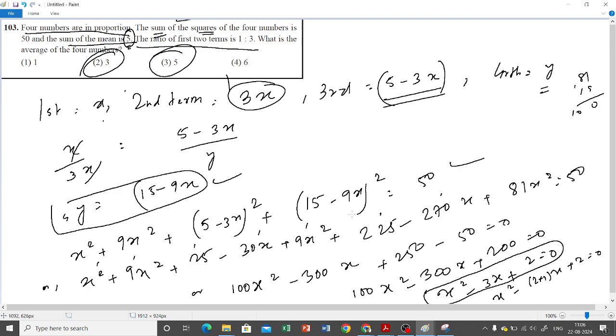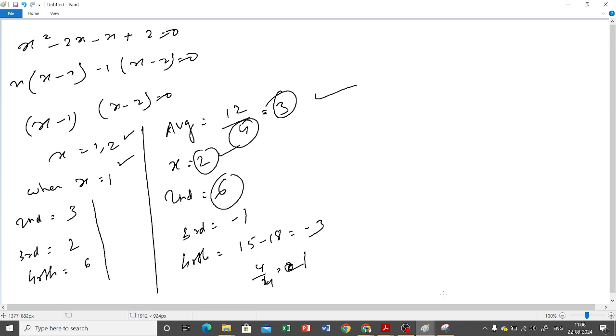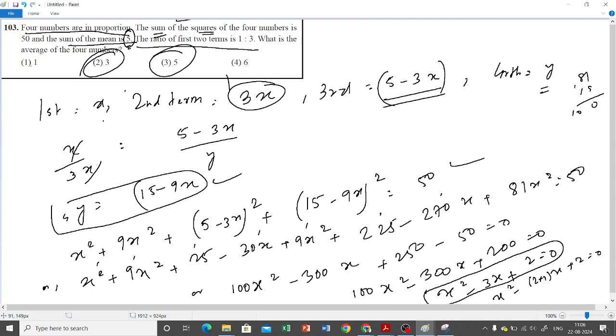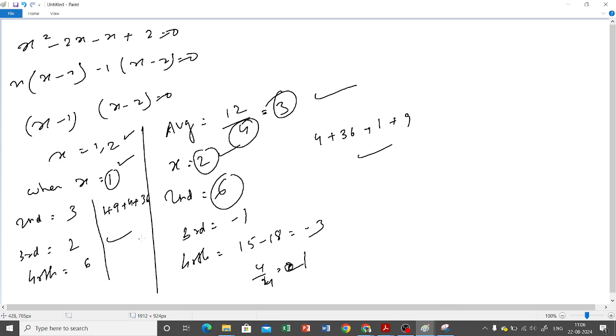See, in this type of question, because of the sum of the squares of the four numbers, let me see whether this satisfies all the conditions. Sum of the squares, so 1 square plus 1 square plus 9 plus 4 plus 36, 40. Yes, it satisfies. This one is 4 plus 36 plus 1 plus 9. Yeah, this one also satisfies. Both of these satisfy everything. Actually, the answer should be 1 as per the numbers that I have got. Okay, it should be 3 and 1.